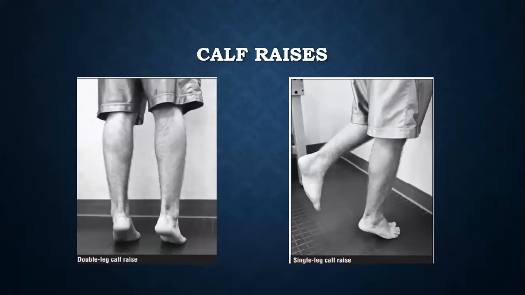Next, we'll discuss calf raises. The starting position, stand with feet shoulder width apart and weight evenly distributed. The exercise action, rise up on toes as far as tolerated. Slowly lower and repeat. Primary muscle groups are the gastrocnemius and the soleus. Indications, strengthens gastrocnemius and soleus. Contraindications, there are none.